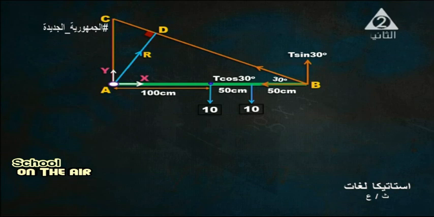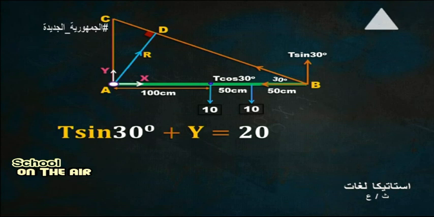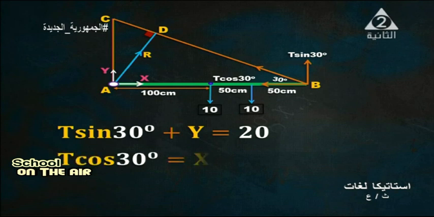We resolve the reaction of the hinge into two forces: the first X, the second Y. First X horizontally, second Y vertically. Then, my dear student, the first equation, the vertical equation: T sine 30 plus Y equals 20 plus 20 plus 10 plus 10 equals 20. This is the first equation.